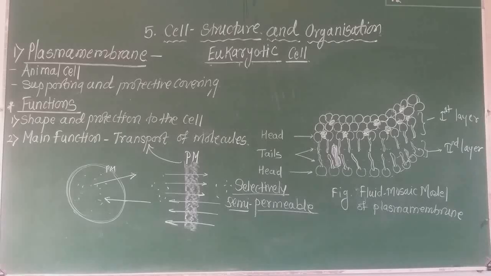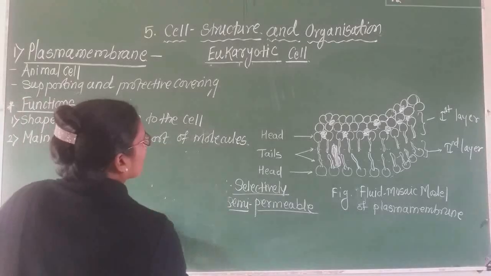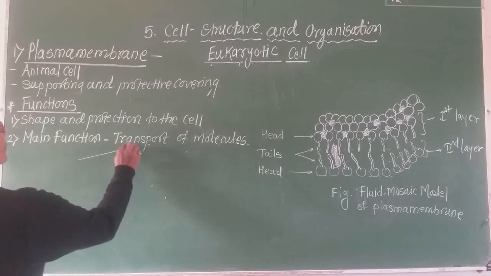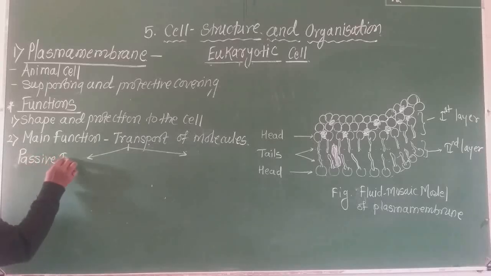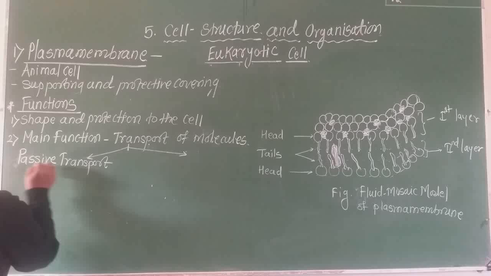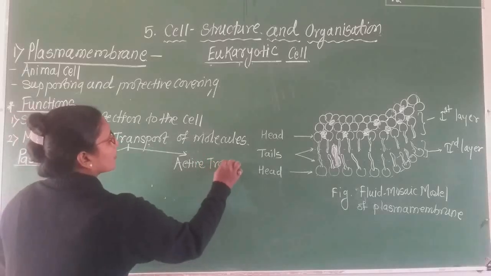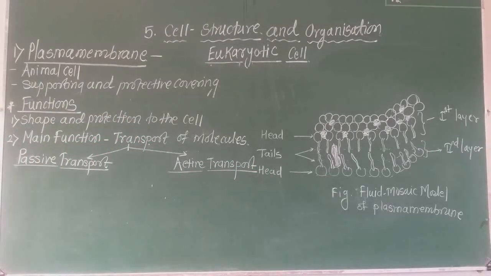Now, when transport of molecules takes place across this plasma membrane, this transport is of two types. The first type is passive transport, and the second one is active transport. Passive transport and active transport are the two methods by which the transport of molecules across the plasma membrane takes place.